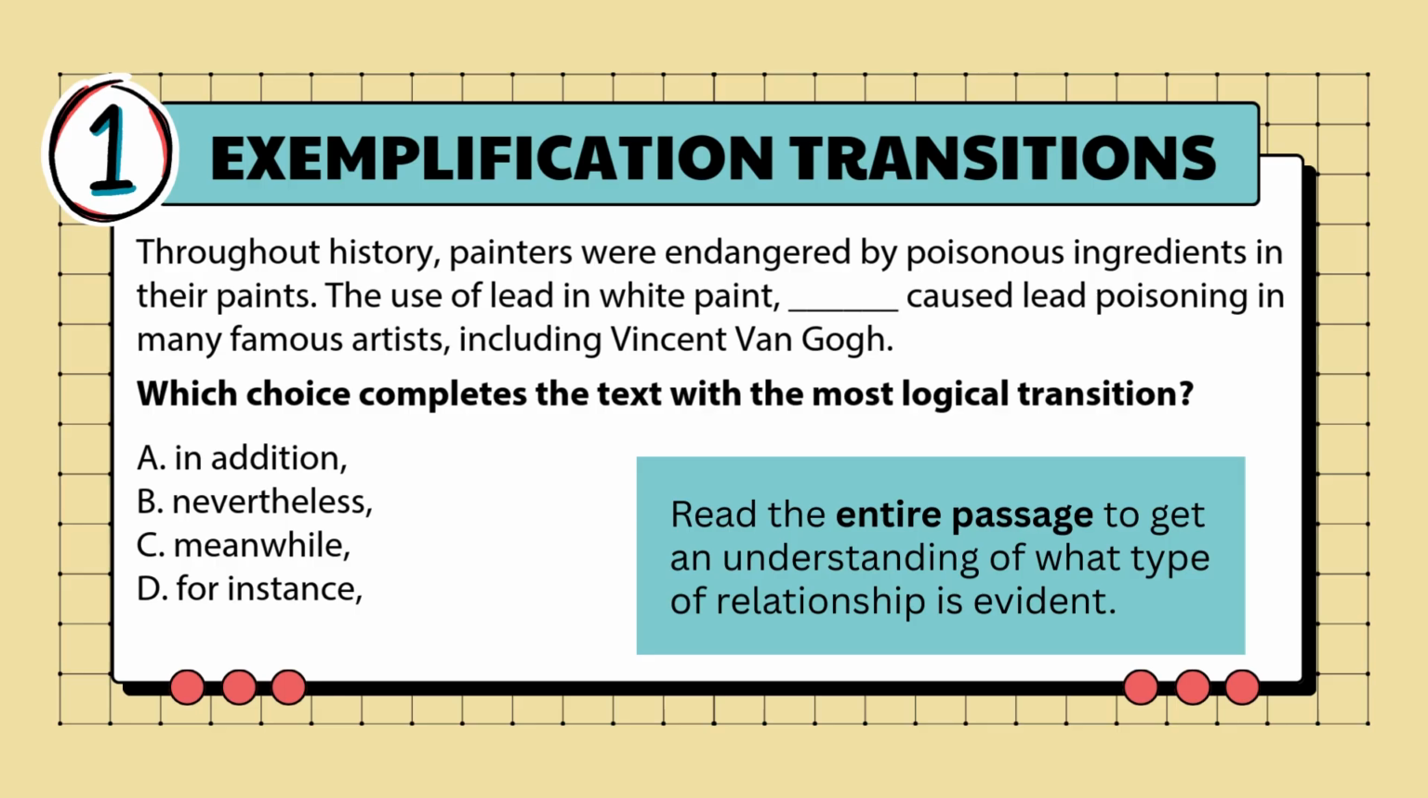Let's read it again with the blank. Throughout history, painters were endangered by poisonous ingredients in their paints. The use of lead in white paint, blank, caused lead poisoning in many famous artists, including Vincent van Gogh. As you read the passage, it is likely your mind will fill in the blank with a transition that makes sense. This is great, but hold that thought as you complete the next 2 steps of the strategy.